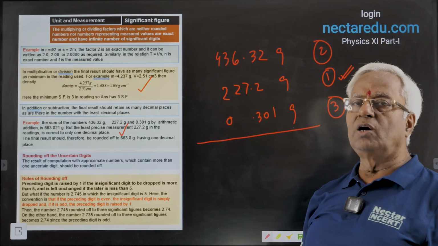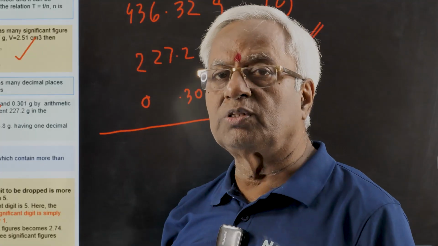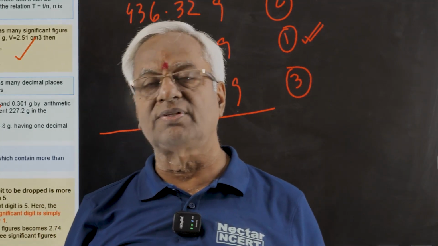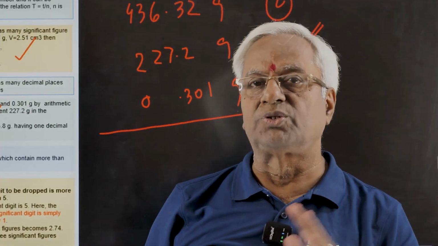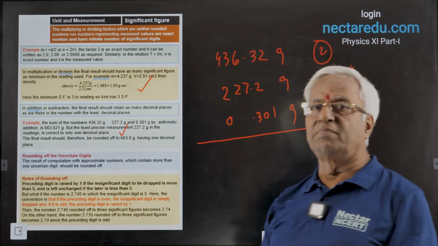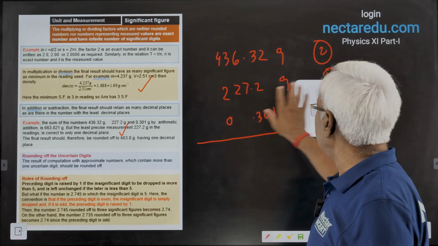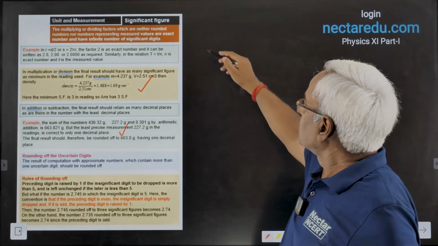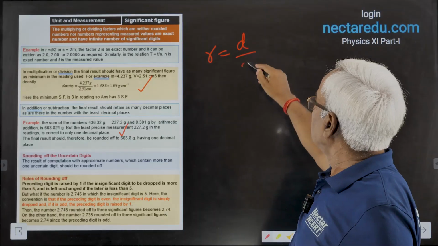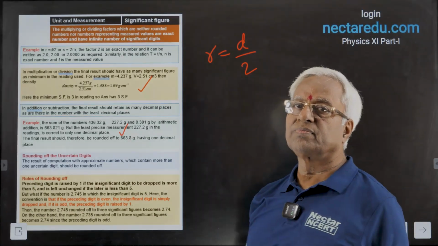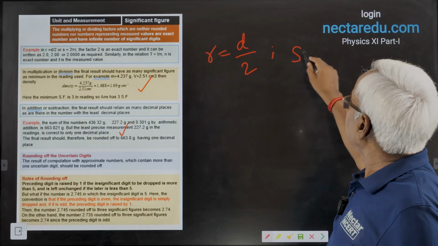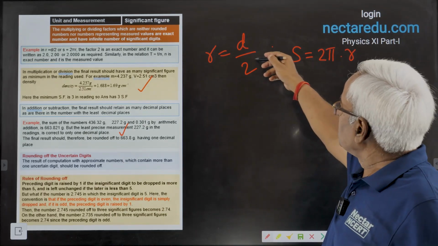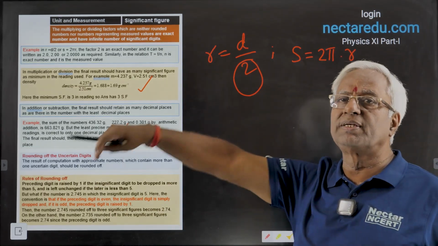This is the rule. So how to interpret this rule? In the process of addition or subtraction, the result must have the minimum number of decimal places as in the readings. Now you should know what an exact number is. An exact number is actually the multiplying or dividing factor in some equation, like radius equals diameter by 2, or even you can say the circumference is equal to 2 pi r. So this is a dividing factor. This has got nothing to do with the measurement.